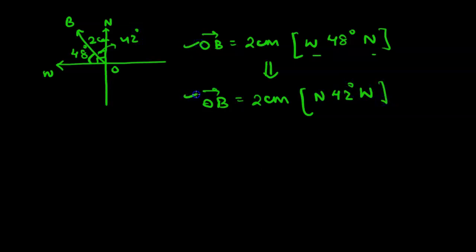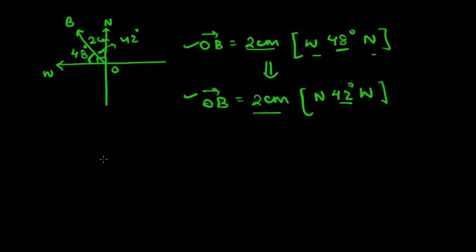So this or this means the same thing, because we have the same magnitude. No matter which way we are taking the direction from, west or north, the numbers are complementary, so you add these numbers and you get a 90-degree angle. So these are two different ways we can represent a vector when given in a cardinal axis.